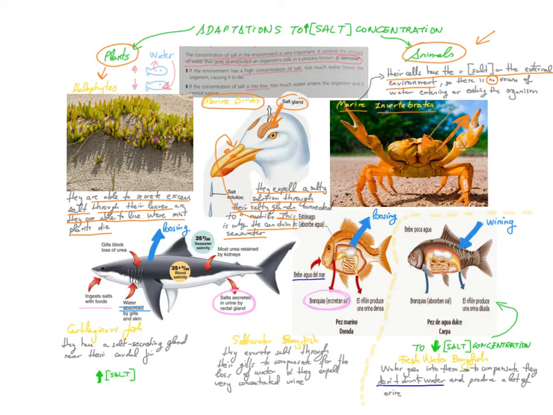Let's go with the fish. We find cartilaginous fish and saltwater bony fish. They are both in the ocean where we find high concentration of salt. Remember that when we find high concentration of salt, we are losing water from the inside of the organism. So, in cartilaginous fish, to compensate the loss of water, they absorb water through gills and skin.